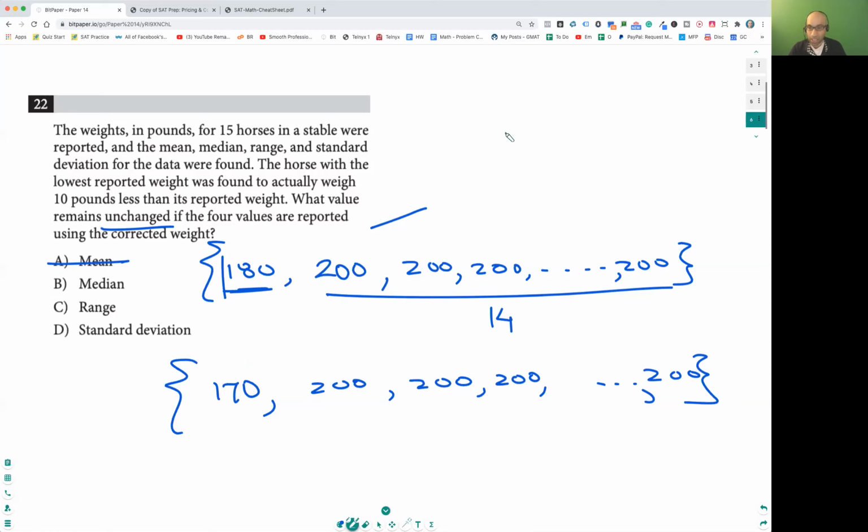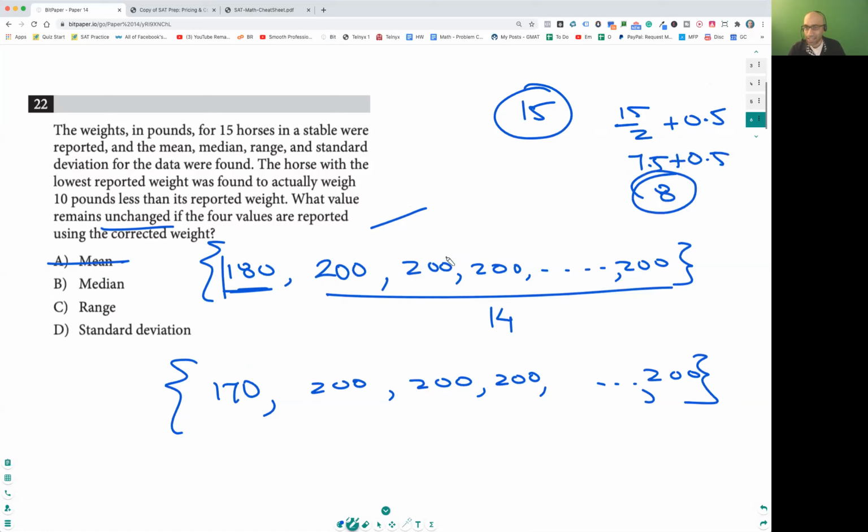Median, what's the median here? Remember, if it's 15, the median is 15 divided by 2 plus 0.5. And those people who don't know this formula, it's in my cheat sheet. 7.5 plus 0.5, 8. That eighth value is going to be somewhere over here. It's always going to be 200. It does not change, right? Even though the last guy is changing, that value doesn't change. That's why this is the correct answer. It's saying unchanged.